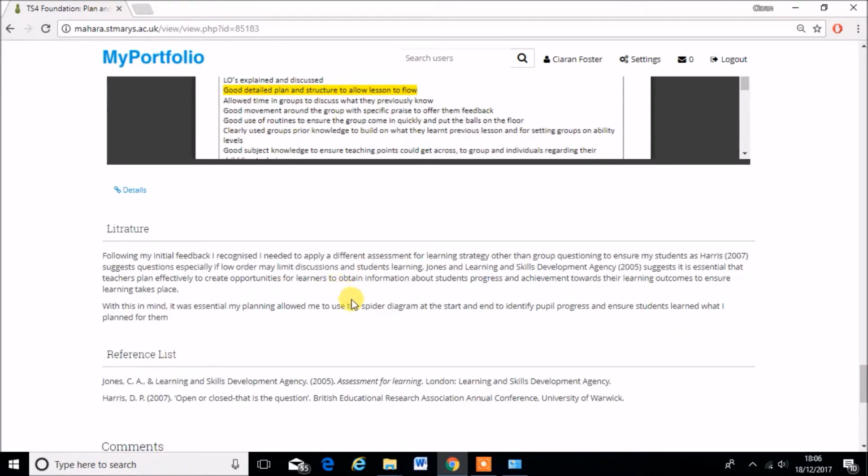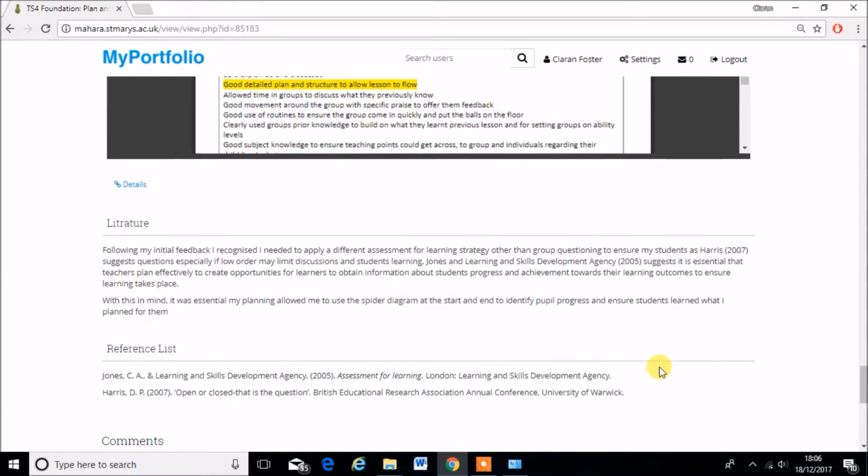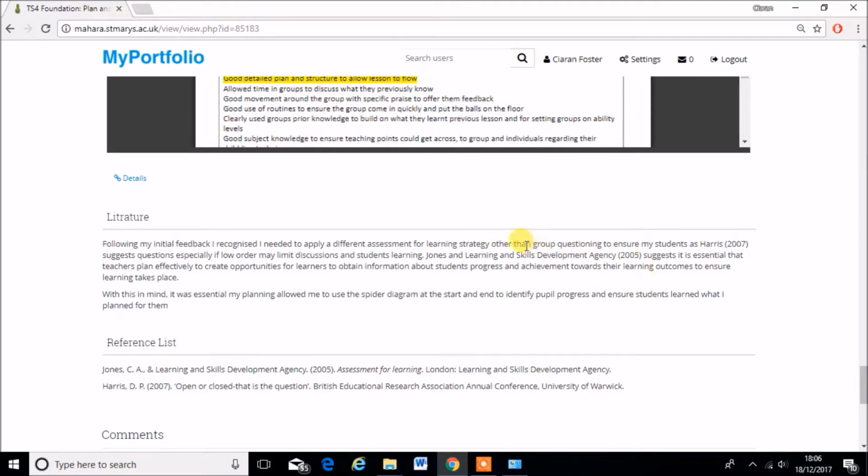Looking at some literature here. Following my initial feedback, I recognised that I needed to apply different assessment for learning strategies other than group questioning. As Harris 2007 suggests, questioning, especially lower order, may limit discussion and student learning. Jones and the Learning and Skills Development Agency suggested it's essential that teachers plan effectively to create opportunities for learners to obtain information on students' progress and achievement towards their learning outcomes to ensure learning takes place. Therefore, with this in mind, it was essential.